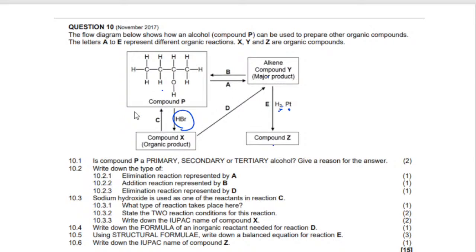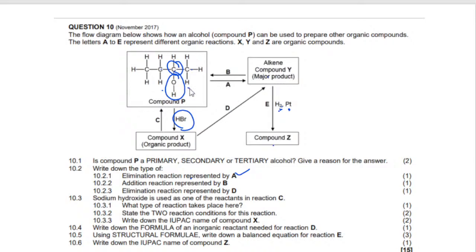So okay, now let's go to the question. Is P primary, secondary, or tertiary? It is a secondary alcohol. Why? Because the carbon atom with the OH group has two alkyl groups, or it has two carbon atoms attached to it. Write down the type of elimination that takes place at A.